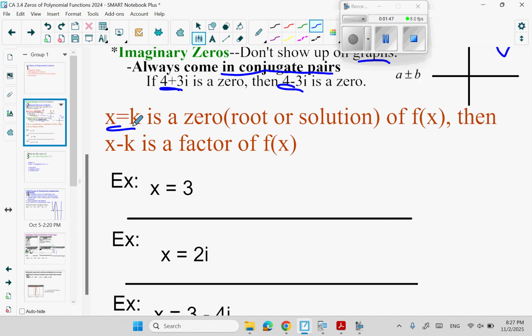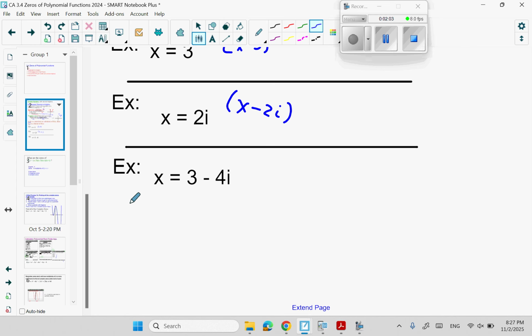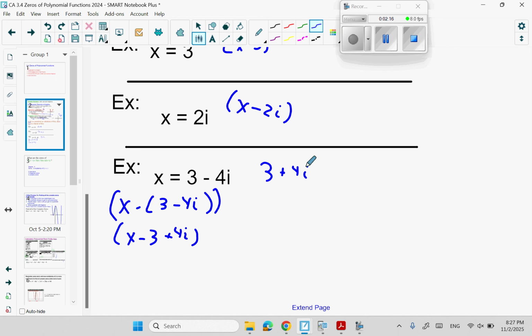I recall that if x equals k, then x minus k is the factor. So if x equals 3, I can remember that x minus 3 would be the parenthetical. Same thing with imaginary, as it turns out. x minus 2i in this case would be a factor. And with this one, you'd have x minus (3 minus 4i) in parentheses, so you'd get x minus 3 plus 4i. And by extension, you would also know that 3 plus 4i is also a zero, so you would also get x minus 3 minus 4i in there as well.